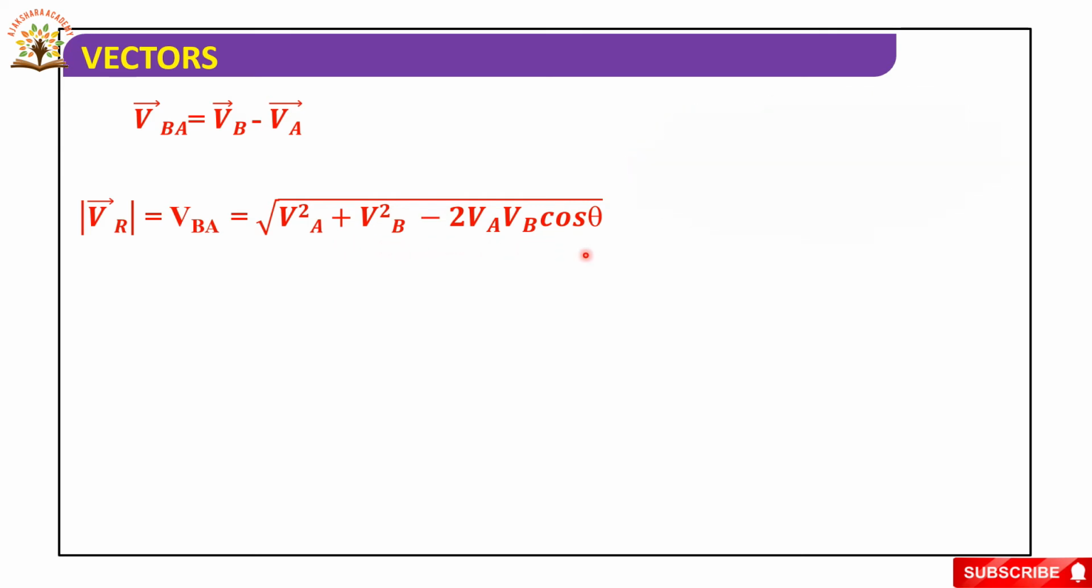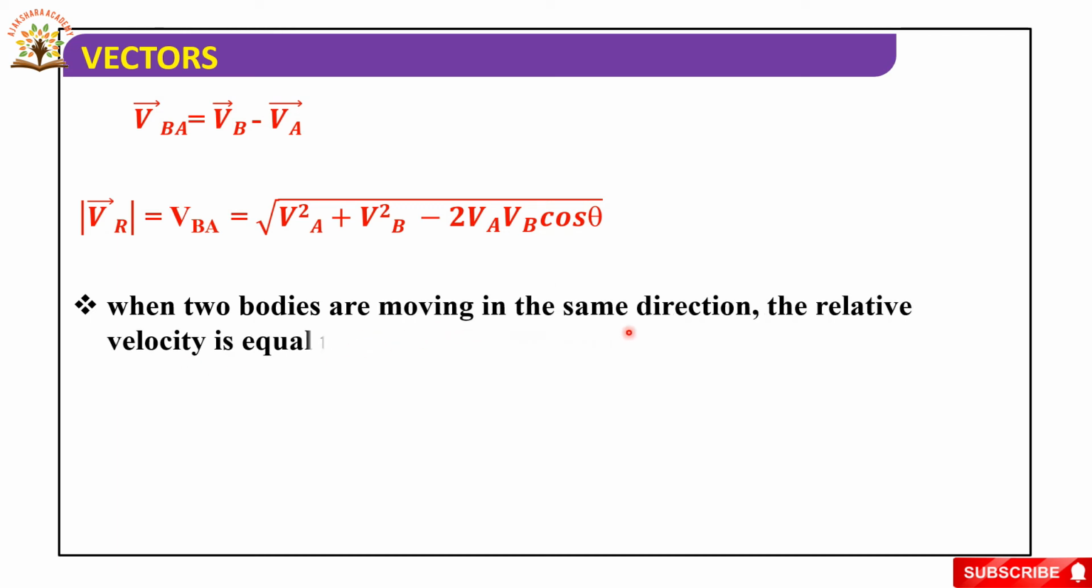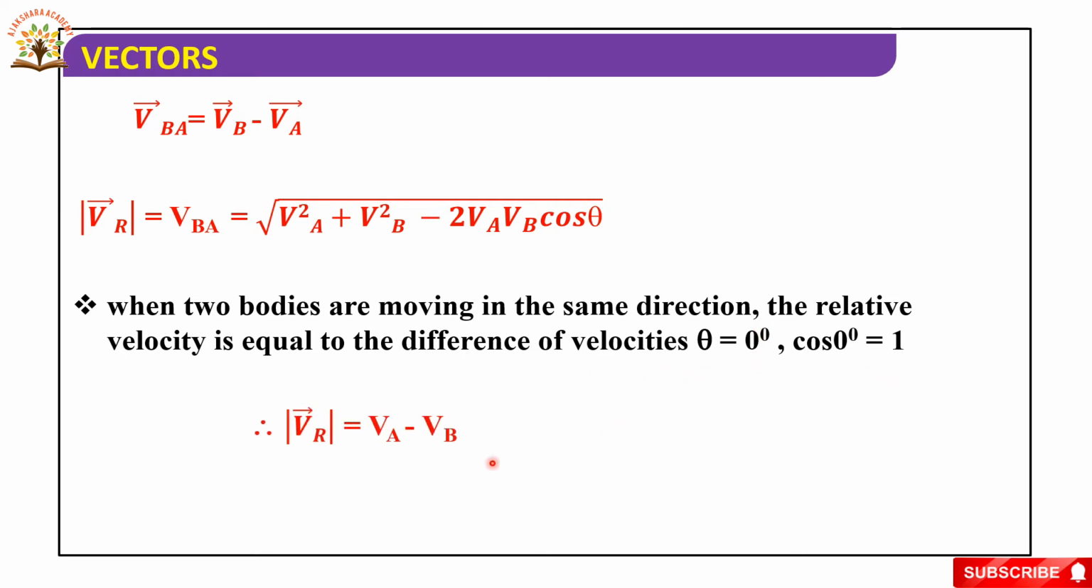Okay, next. When two bodies are moving in the same direction, the relative velocity is equal to the difference of velocities. Theta is equal to 0, then cos 0 is equal to 1. So therefore, modulus of VR bar is equal to VA minus VB. When the two bodies are moving in the same direction, the relative velocity is equal to the difference of velocities.